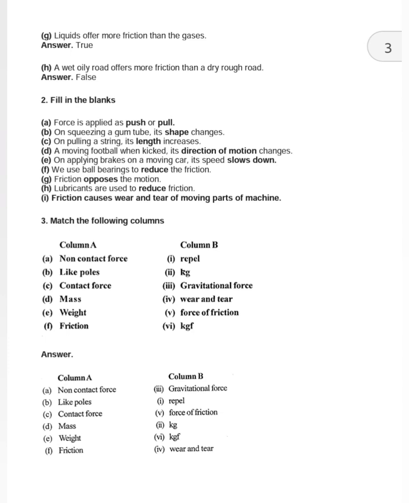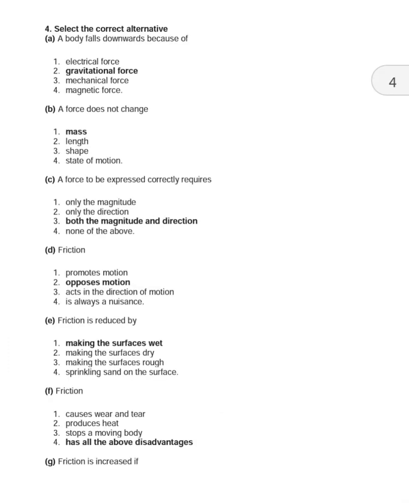Now let's move to question number 4. Select the correct alternative. A. A body falls downwards because of. Answer is 2. Gravitational force. B. A force does not change. Answer is number 1. Mass. C. A force to be expressed correctly requires. Answer is 3. Both the magnitude and direction.